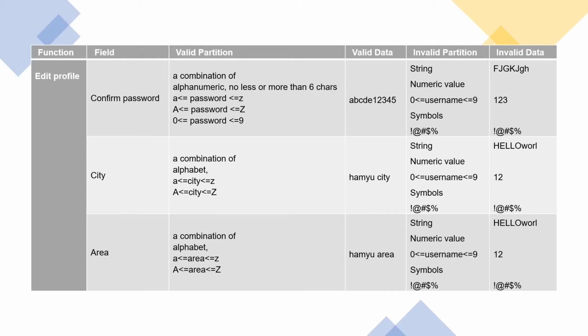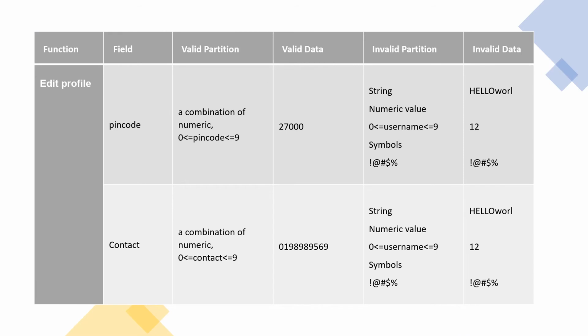Area, a combination of alphabet. And then the next text field is pin code, a combination of numeric, and contact, a combination of numeric. So that is the part of test case design. Then next I will pass to my team member to present the next part.